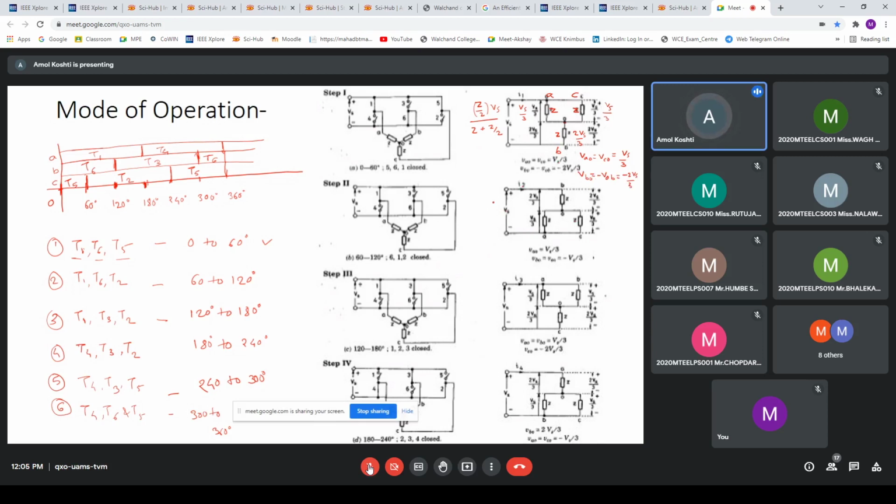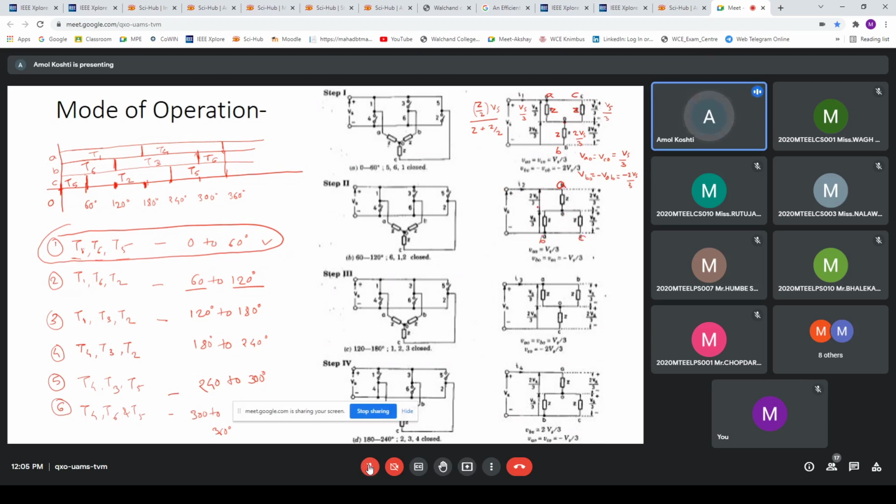Similarly, we have finished for this. Now in the second interval, from 60 to 120 degree, you just see T1, T6, T2 is on. So here there is a mode of operation. T1 is the upper switch, T6 and T2 are the lower switches. Here it is a printing mistake, here we have to take A. A with respect to O, here it is B, here it is C.